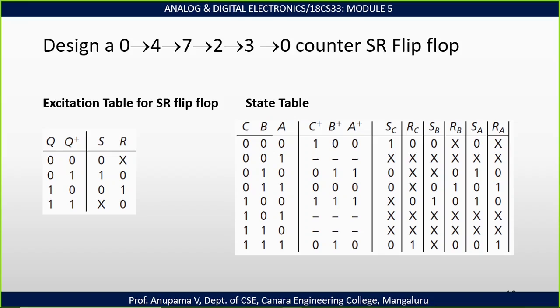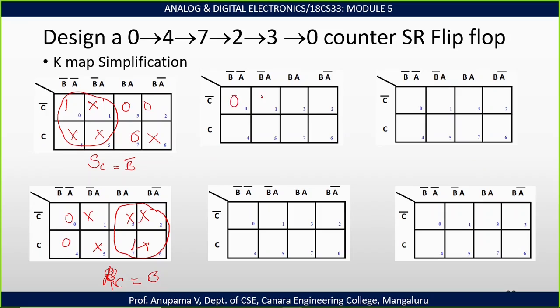Now we have to get the expression for SB and RB. SB value is 0, double X, 0. So here I have made a mistake. The entry for SB is 0, X, X, 0. So X should come in position 2, 0. Now similarly the next entry is 1, triple X. Now you have to group it. You can find a quad. So the expression for SB is C.